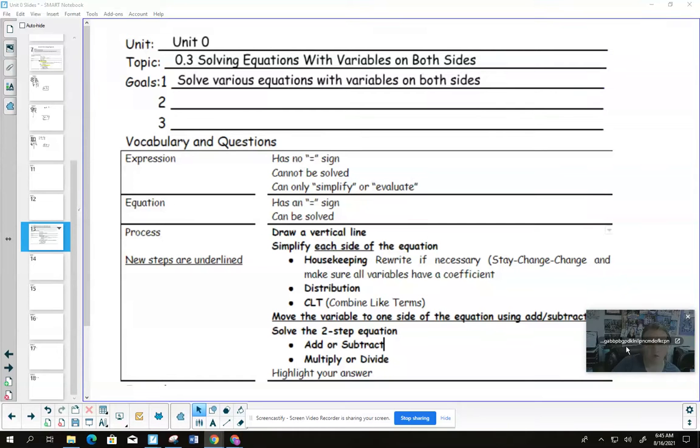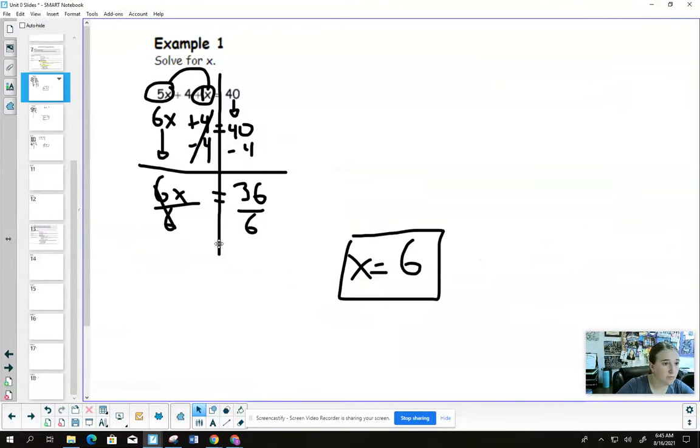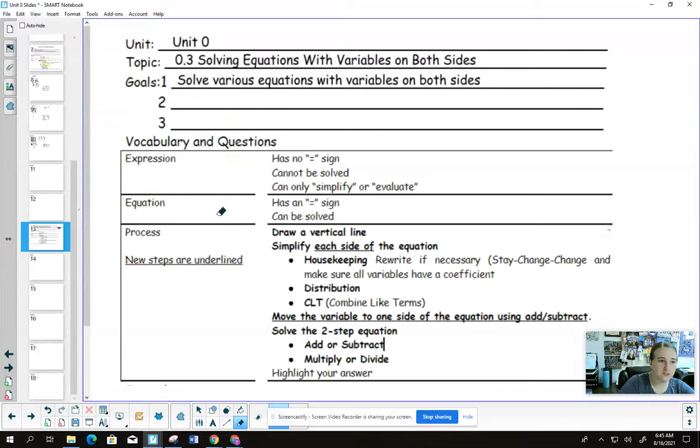Okay, we are on 0.3, so this is going to be a little bit different now. We're still trying to solve for x, that's what this whole unit is about, but we're going to have a variable on both sides of my equal sign. If you noticed, all the equations that we've been working with so far have only had x's on one side, right? X's are only on the right over here, x's are on the left, x's are only on the right over here. It gets a little different when we have my x on both sides.